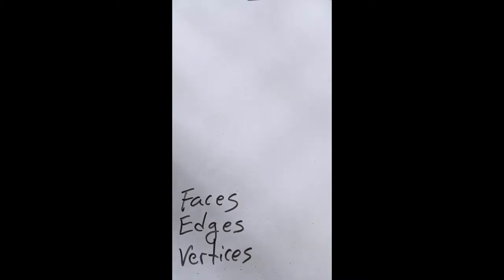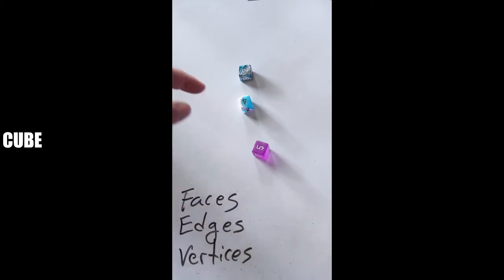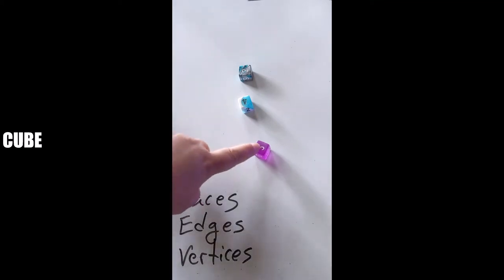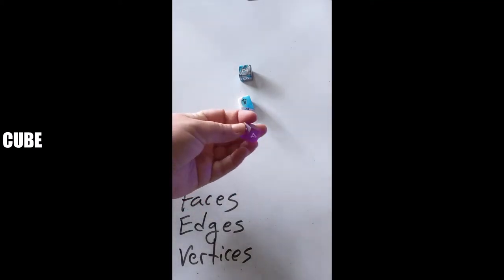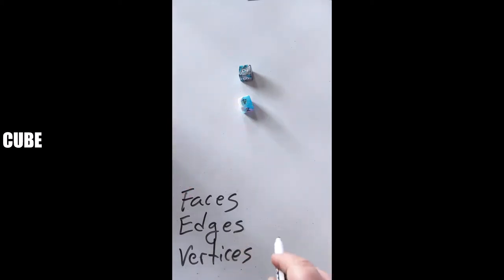A special kind of rectangular prism is a cube. So a cube still has the same amount of faces, edges, and vertices as a rectangular prism. But the special thing that makes a cube is that all of the faces are made up of squares. So all of the faces are the exact same size. So a cube has 6 faces, it has 12 edges, and it has 8 vertices, exactly like a rectangular prism.